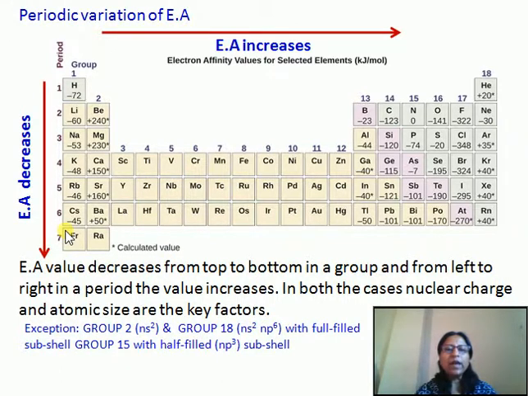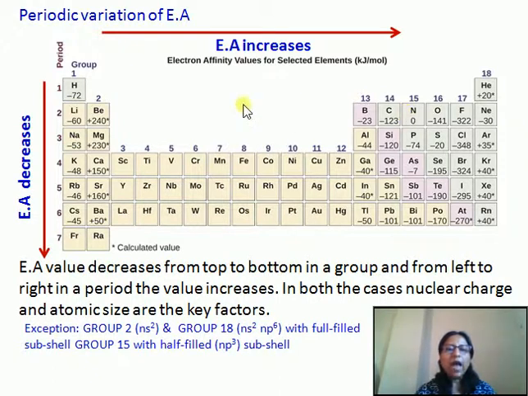And why is this happening? In my previous talks, I have discussed with you how the size of the elements changes as we go from left to right in the periodic table. The nuclear charge is increasing, and the electrons are getting added in the same shell. So the ultimate effect is that there will be more attraction between the nucleus and the outermost shell, and the size will decrease in the periodic movement. And as the size decreases, the attraction between the nucleus and the outside electrons will be more, and if the attraction is more, obviously the energy released when we add an electron to get a negative ion will be more.